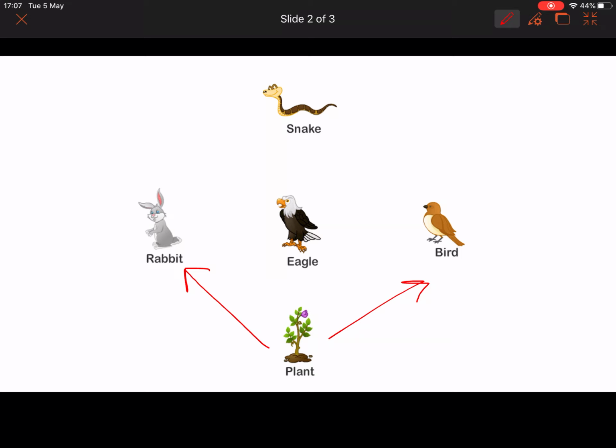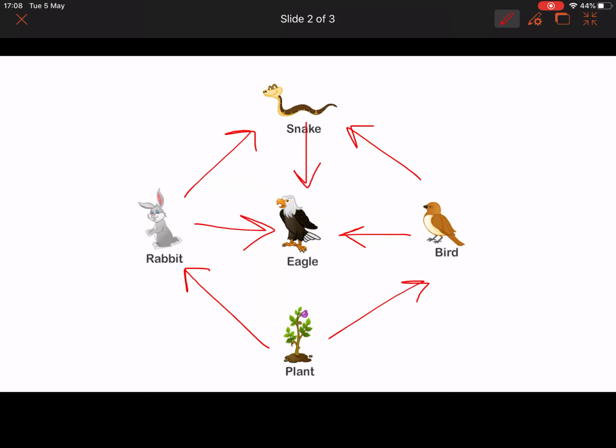So if we go from there, the rabbit could be eaten by the snake. It could also be eaten by the eagle. So again, there's two directions in which the energy could move within this chain, which we're now causing to be a web. If we look at the bird, it could be eaten by the snake, could also be eaten by the eagle possibly, and then our snake could be eaten by the eagle as well.